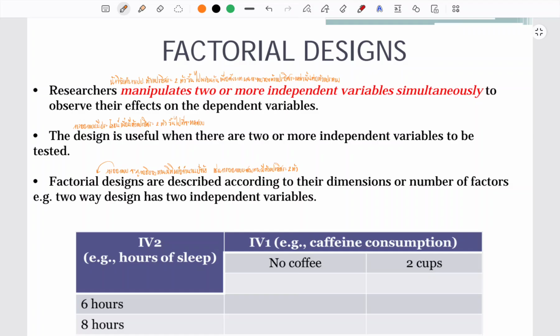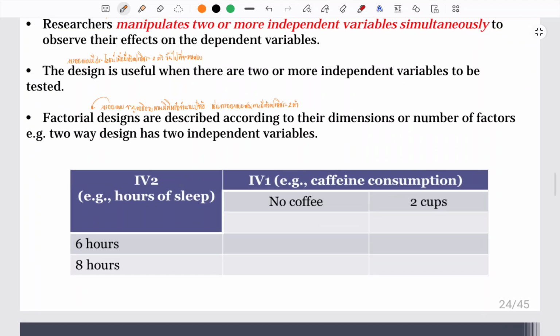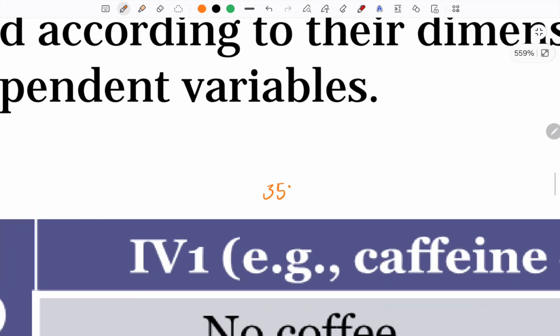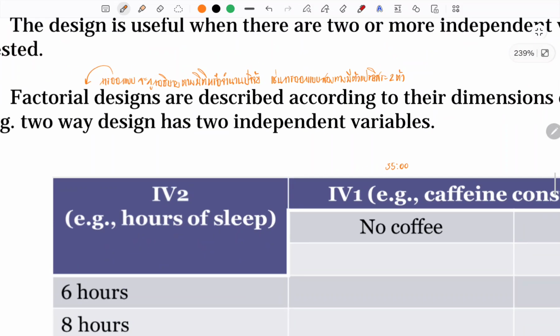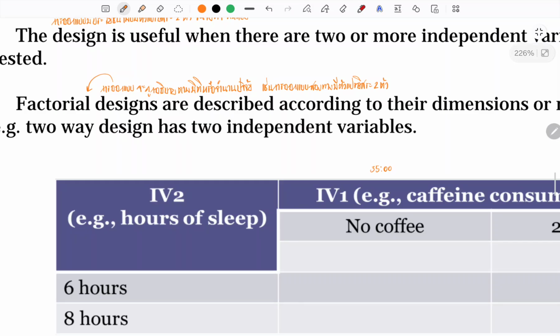So independent variable one is caffeine consumption, and it is divided into two levels: no coffee and 2 cups of coffee. Independent variable 2 is hours of sleep, also divided into 6 hours of sleep and 8 hours of sleep. Then they will find the main effect of caffeine consumption and the main effect of hours of sleep. And this factorial design can also help you decide whether there is an interaction effect between caffeine consumption and hours of sleep or not.